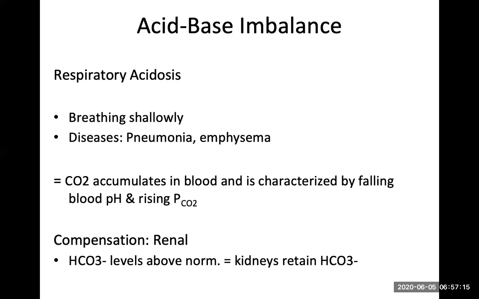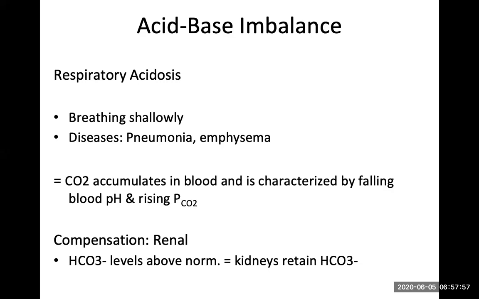A key feature of respiratory acidosis, it can be diagnosed if a patient is breathing shallowly, maybe they have pneumonia or emphysema, so they're not getting enough carbon dioxide out. Because they're not able to breathe very well due to pneumonia, emphysema, or something else, carbon dioxide will accumulate in the bloodstream because they're not able to breathe it out. And we need to get rid of carbon dioxide because it's a waste product of our cells. So respiratory acidosis will be characterized by falling blood pH and rising pressure of CO2 in the blood.